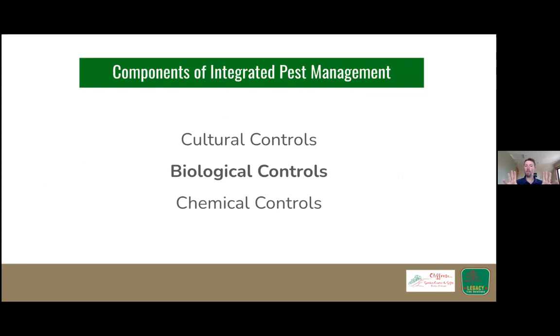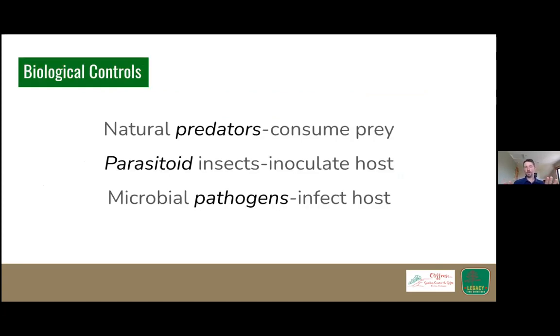Now we're going to talk about biological controls. And what I mean by biological controls is that there are certain insects that do the work for you. So let's say you have aphid infestation on your cherry tree. There are predators, natural predators that eat those insects. There are parasitoids. And what I mean by a parasitoid is it is usually a wasp or a fly that lays its eggs on the pest.